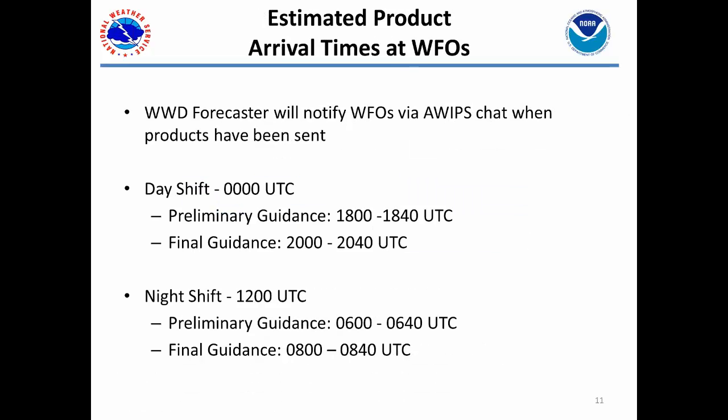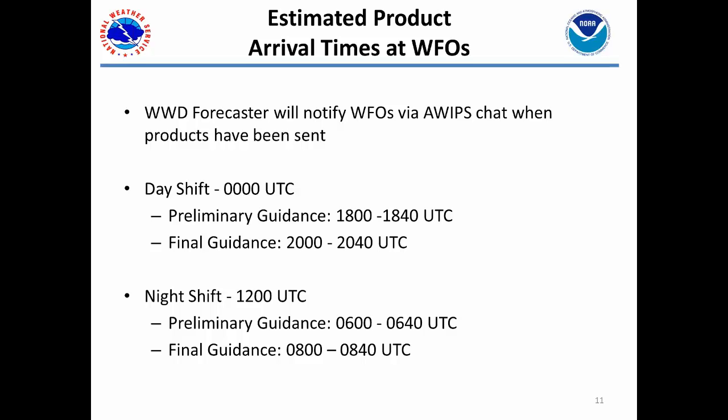As I mentioned, there is some difference between when we launch our final product generation scripts and when these grids should actually arrive at WFOs. Again, our winter weather forecaster will notify WFOs via AWIPS chat when products have been sent. For the day shift, which is responsible for preparing the 0Z guidance, WFOs should expect to receive our preliminary guidance between 18 and 1840 UTC, and the final guidance between 20 and 2040 UTC. For the night shift, which is responsible for preparing the 12Z issuance, the preliminary guidance should be available between 6 and 640 UTC, and the final between 8 and 840 UTC.